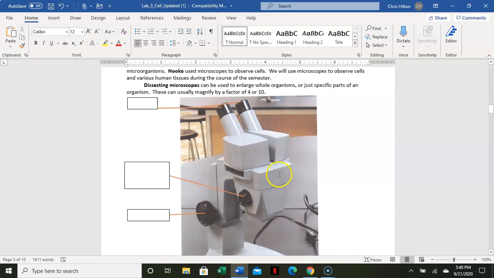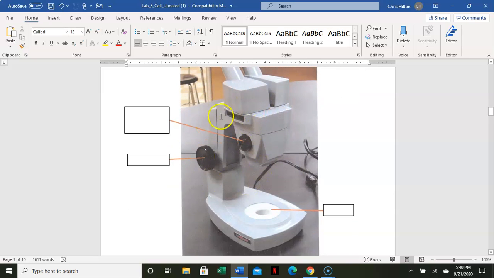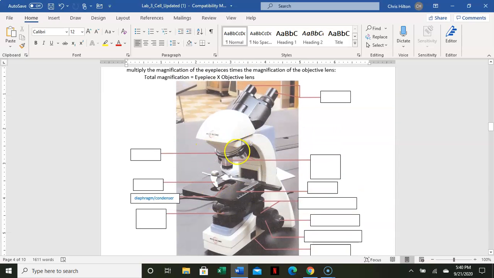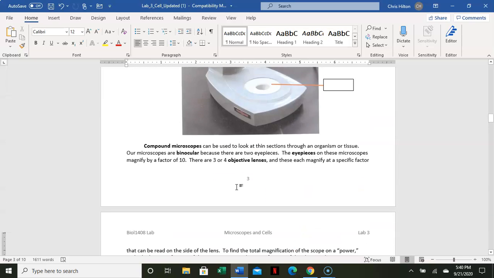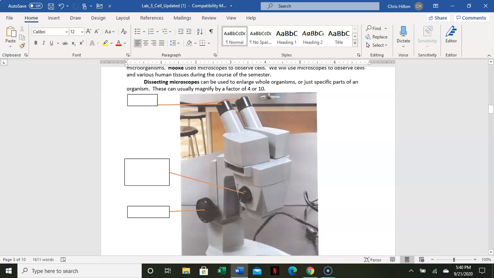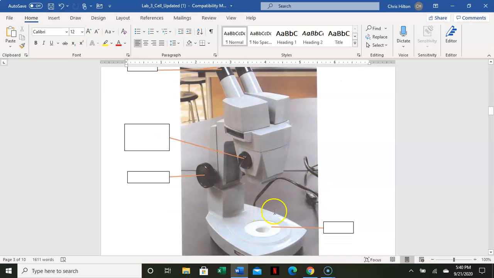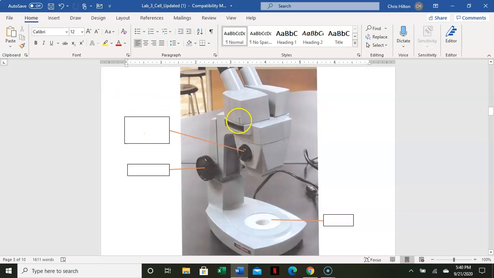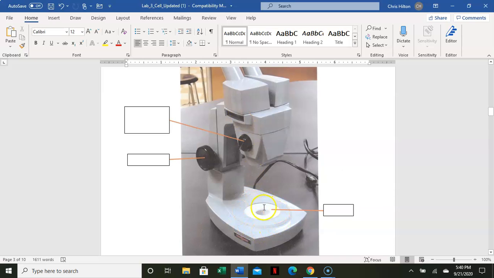Alright, so this is a dissecting microscope. It allows you to look at 3D images, whereas the light microscope, it's mostly 2D. But this setup is pretty much the same. It's a little bit simpler. There's your oculars. They allow you to view your specimen. This is the stage and one of the light sources. It's where your specimen goes.